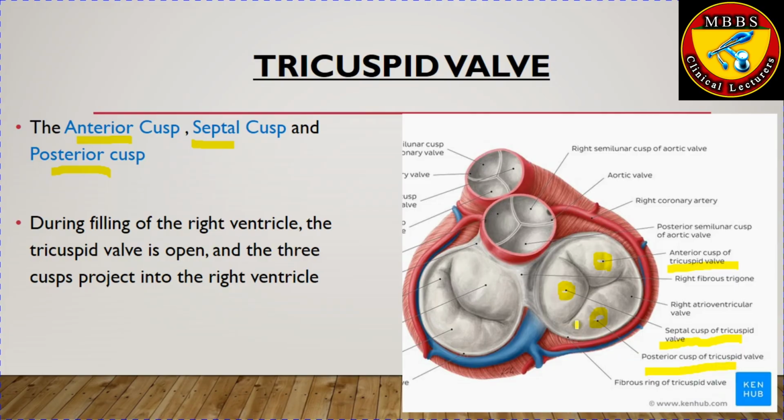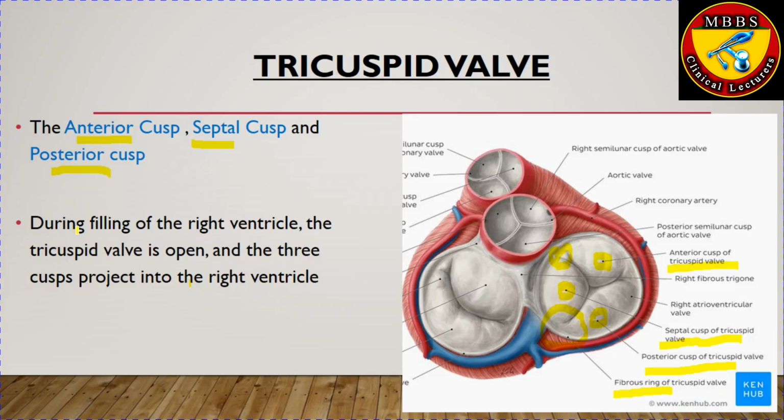Now you can see that these cusps are united. Each cusp is united in the region of commissures. So carefully see in the figure that the cusps are united in the regions of commissures. Another thing which you can observe in this figure is that cusps are attached to the fibrous ring of the tricuspid valve. Okay.